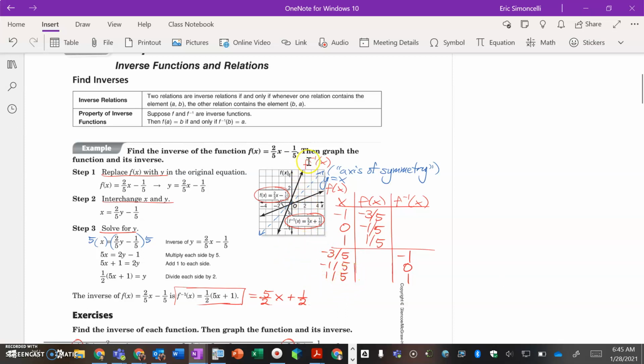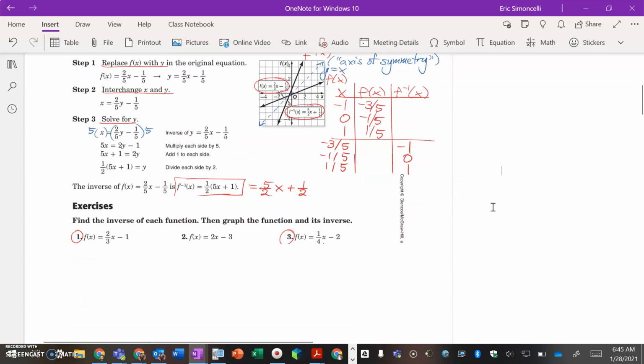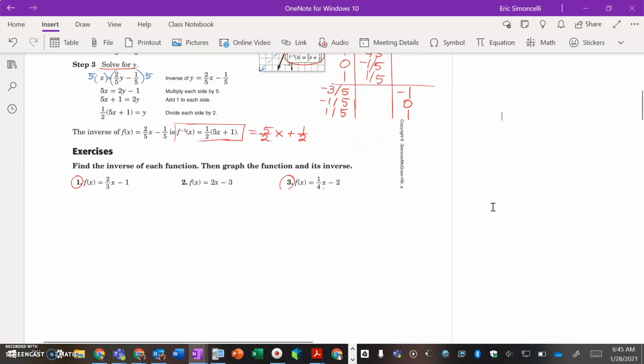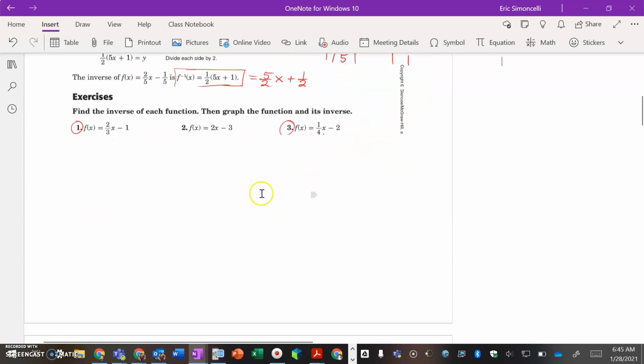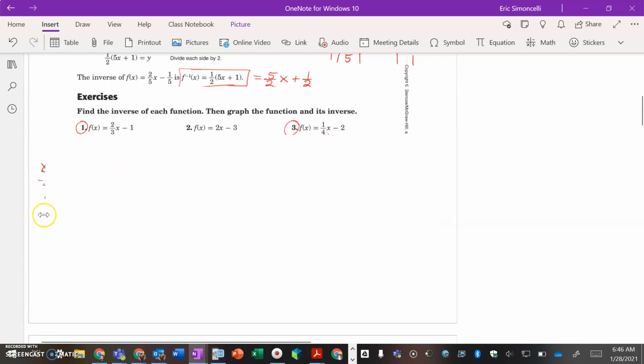So this is a nice depiction of inverse functions, and again, the XY table is very nice to go back to and see if it makes sense in the sense of, again, switching x and y. Okay, let's move on. We're going to go ahead and find the inverse and then graph. For problem number 1, the equation is f of x equals 2/3 x minus 1. So I'm going to uncover.